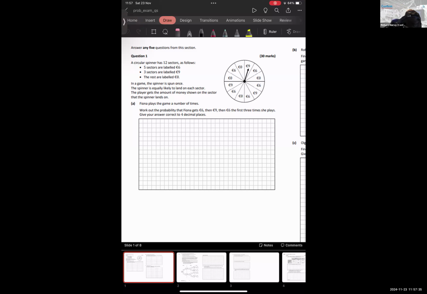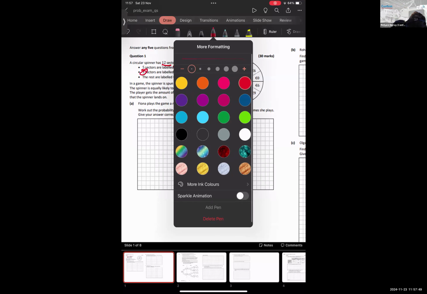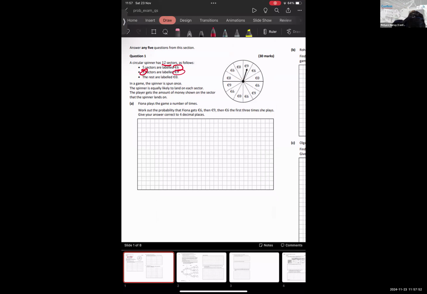If we start with this question, we have a circular spinner with 12 sectors labeled as follows. You've got 5 sectors labeled €6, 3 sectors labeled €9, and the rest labeled €0. So this is a total of 8, which means that the balance of the 12 sectors is 4. So we've got 5 sectors labeled €6, 3 sectors labeled €9, 4 sectors labeled €0.